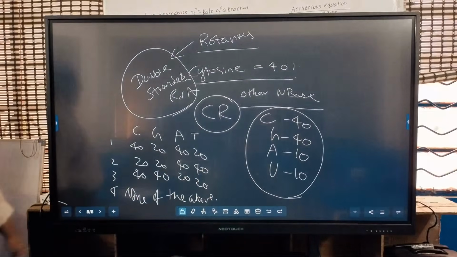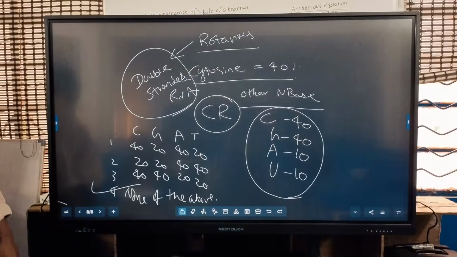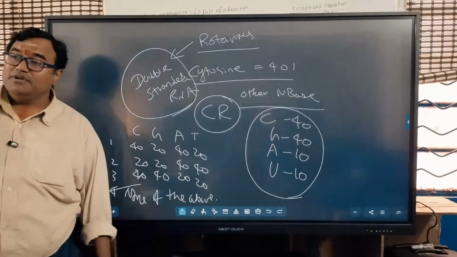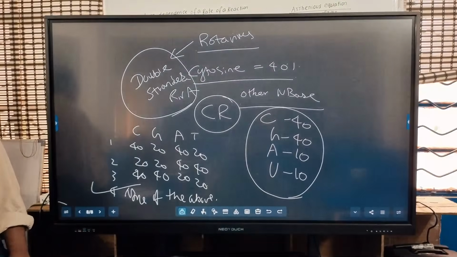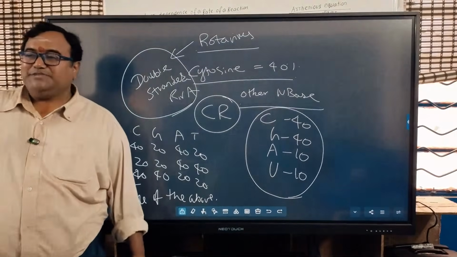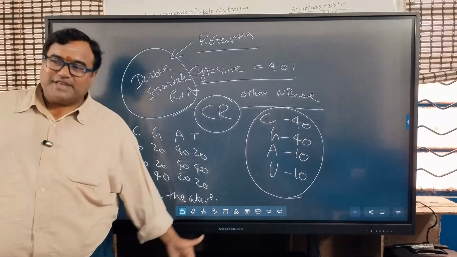Answer is what? None of the above. What question will come, sir? This is the question that will come. None of the above. Why? Because in rotavirus there is no thymine concept. There is no double stranded DNA, right? So none of the above. Okay, what will you do? As with the Chargaff rule, in the case of rotavirus, what will happen? Like this, you will calculate.